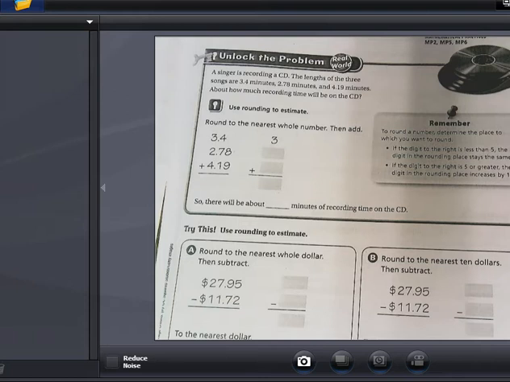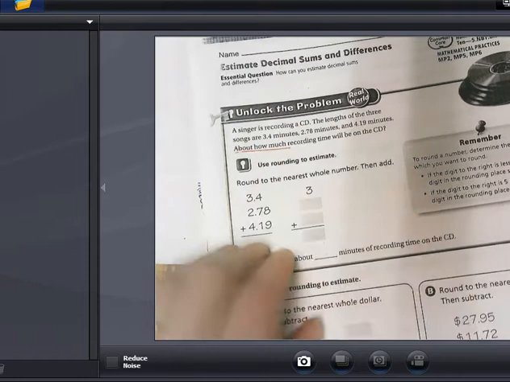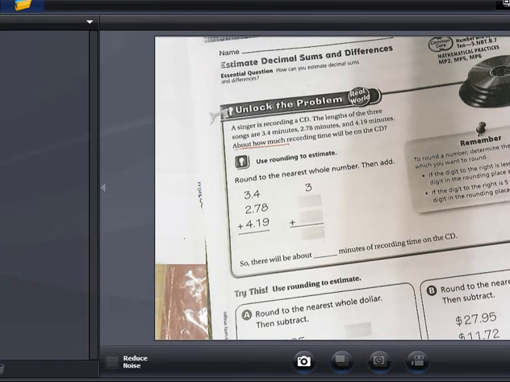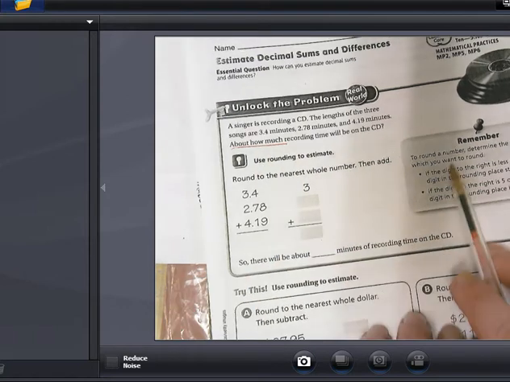A singer is recording a CD. The length of the 3 songs is 3 and 4/10 minutes, 2 and 7/800 minutes, and 4 and 1900 minutes. About how much recording time will be on the CD? All right, the big thing for you to look at first is what it is asking you about. So it doesn't want you to really figure it out. It wants you to get close.